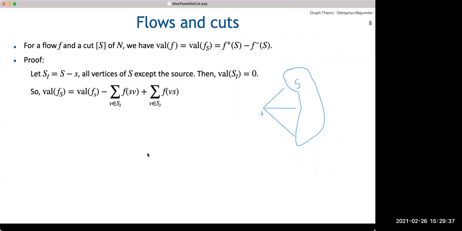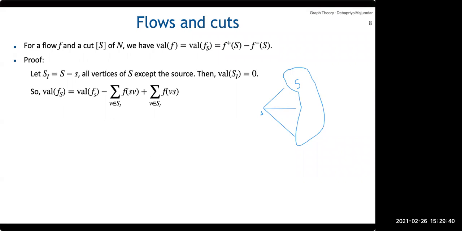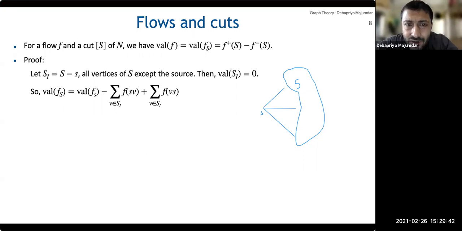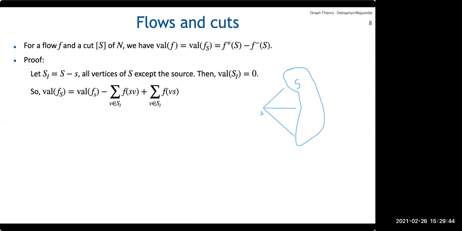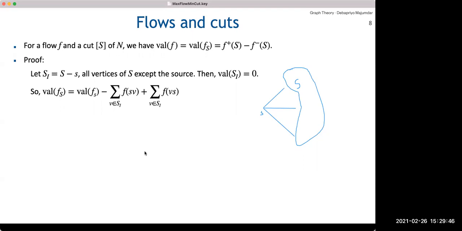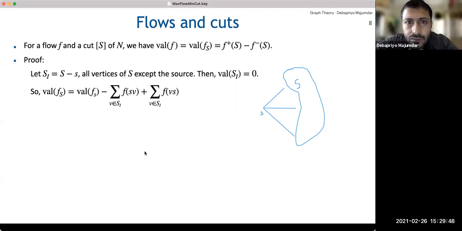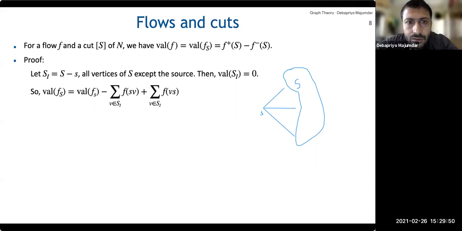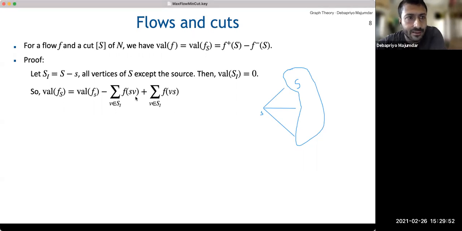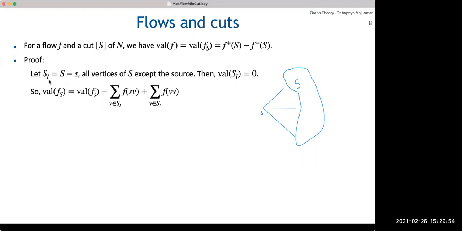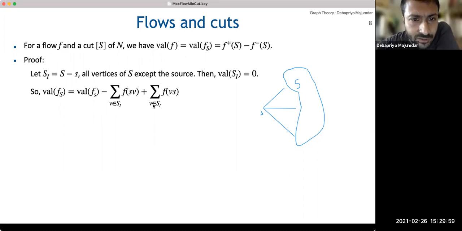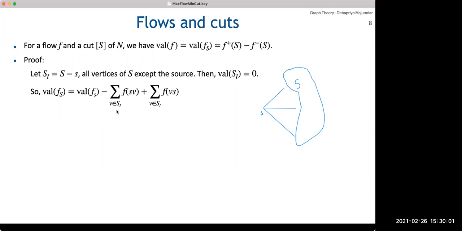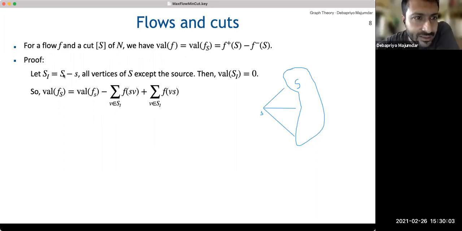Sir, which one is Si? That you have written as val Si? Yes. Si is this thing that we have defined: S minus the source.